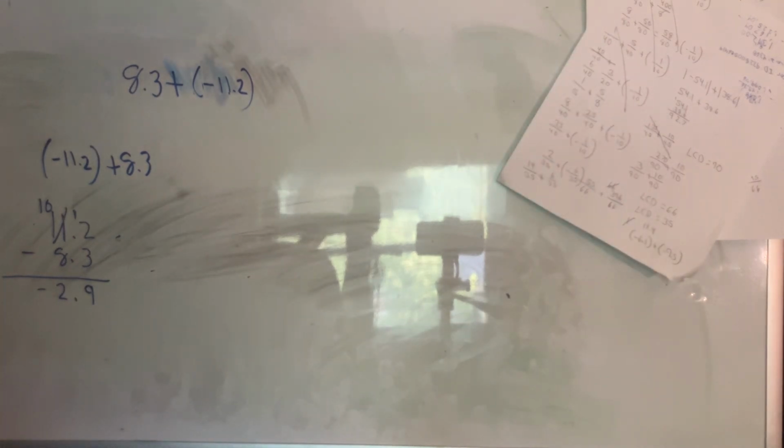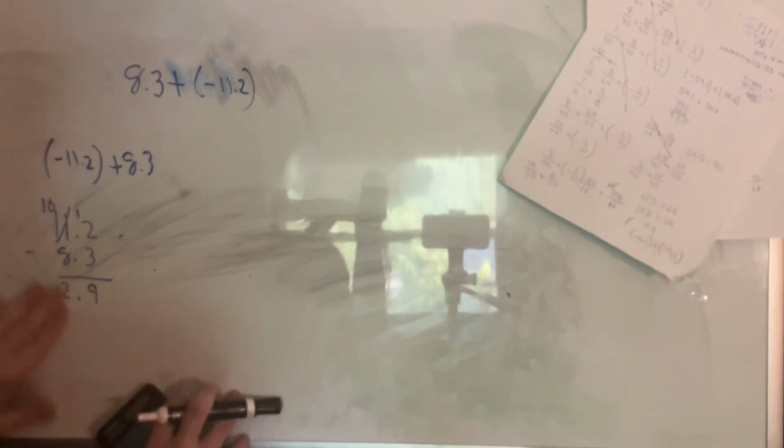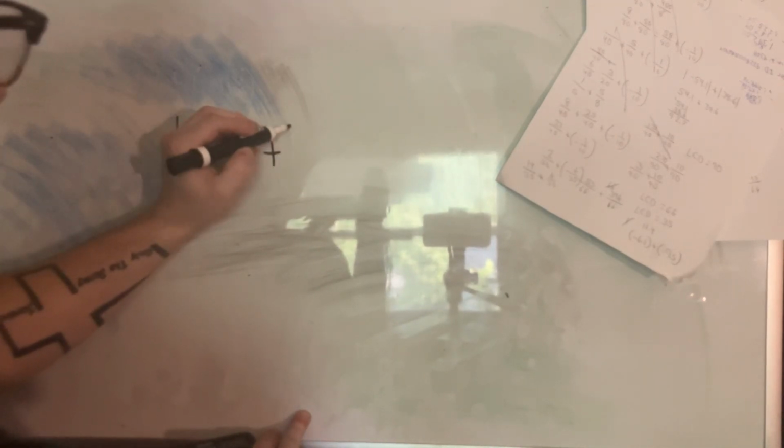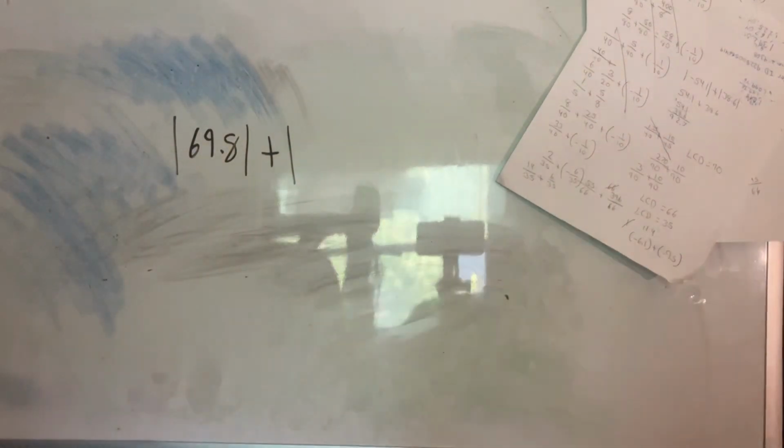Here we have an absolute value problem. Seem to have lost my eraser. The problem is absolute value of 69.8 plus absolute value of negative 83.